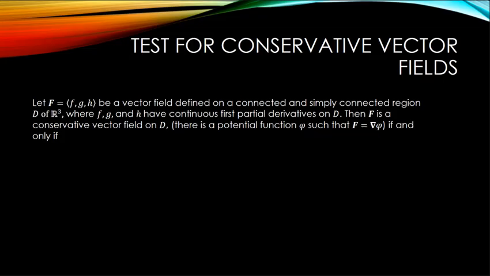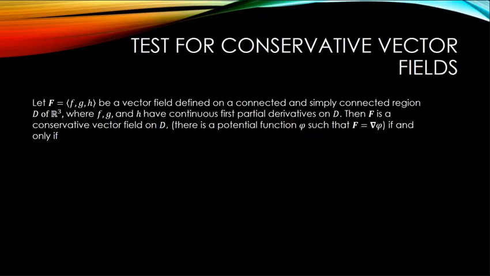The test for conservative vector fields assumes that my vector field F is given by vector components F, G, and H, and it's a vector field defined on a connected and simply connected region D of R3, where F, G, and H all have continuous first partial derivatives on D.